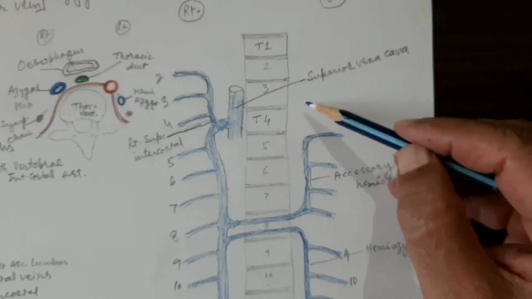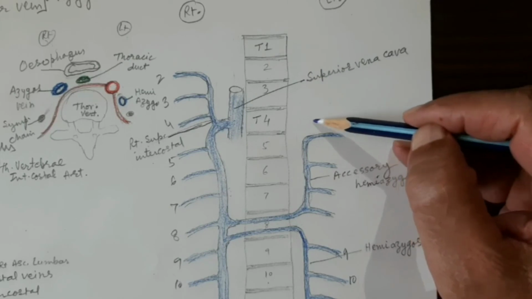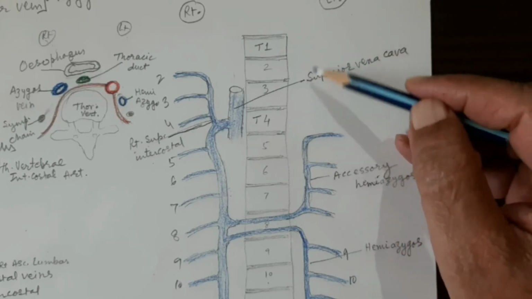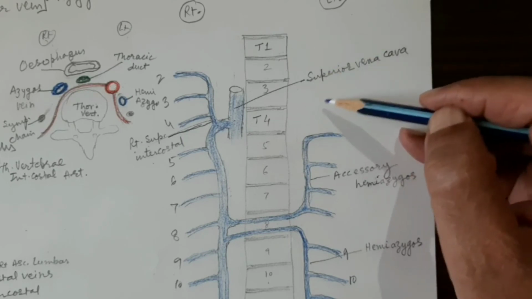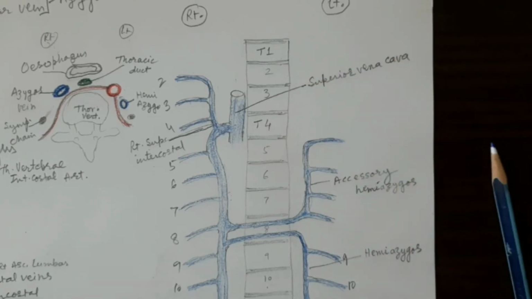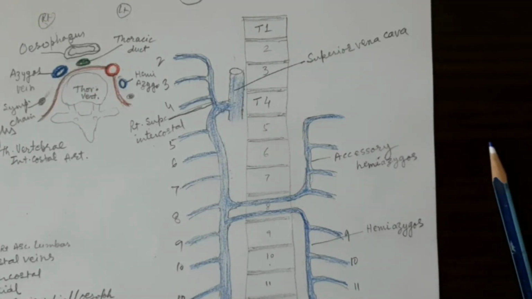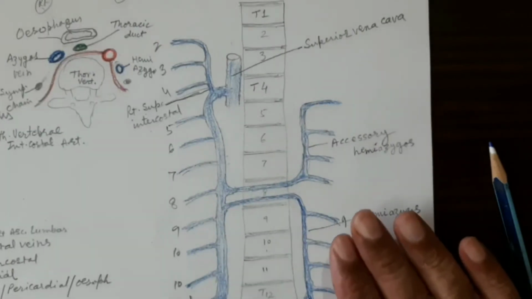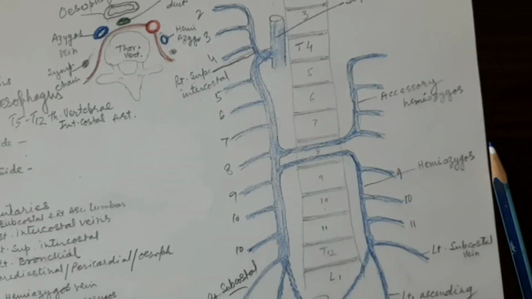And I have already told you that from T1, T2, T3, T4, that means from the first, second, third, and fourth intercostal spaces on the left side, the blood will go to the left brachiocephalic vein. So these are the tributaries, hemiazygos and azygos, which drain from the left side.